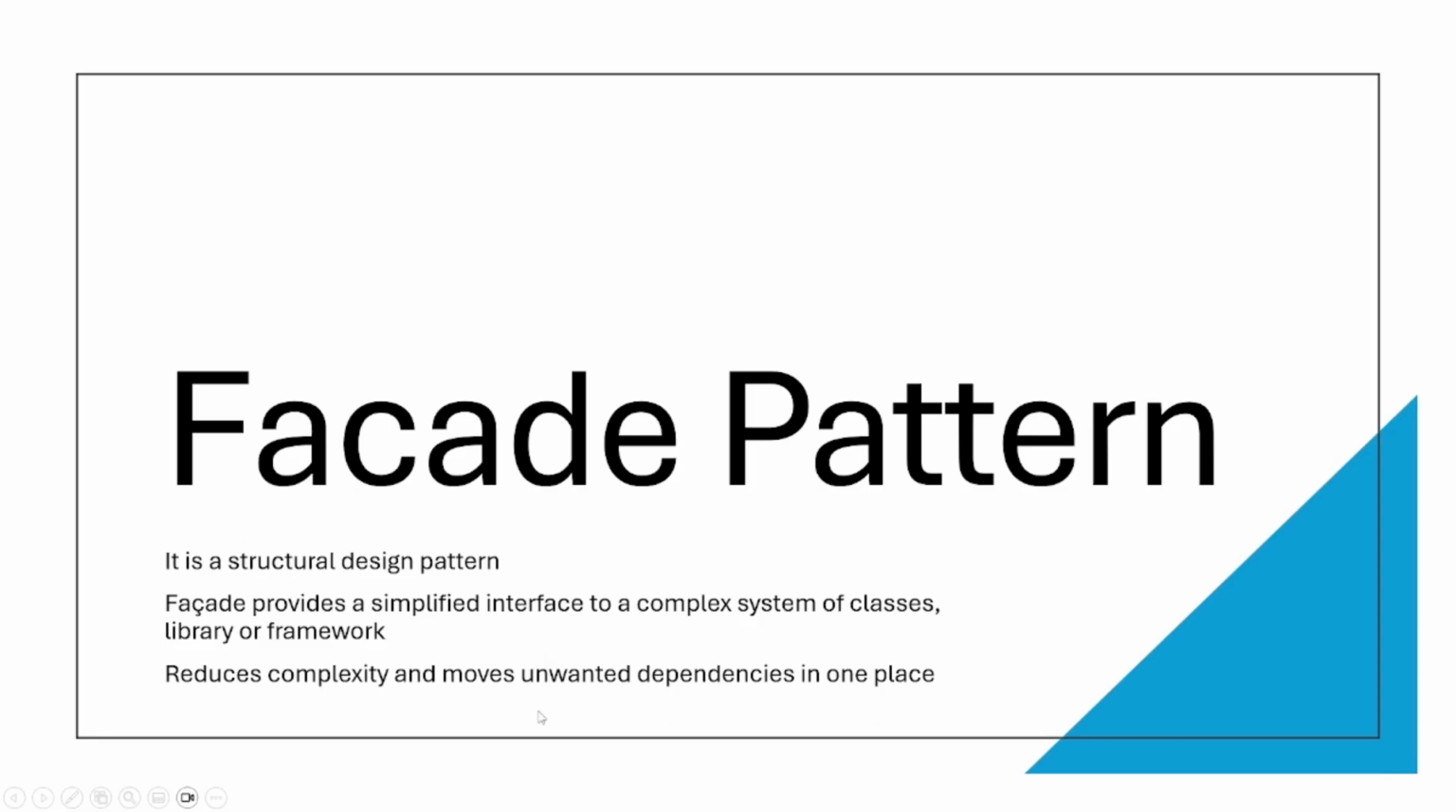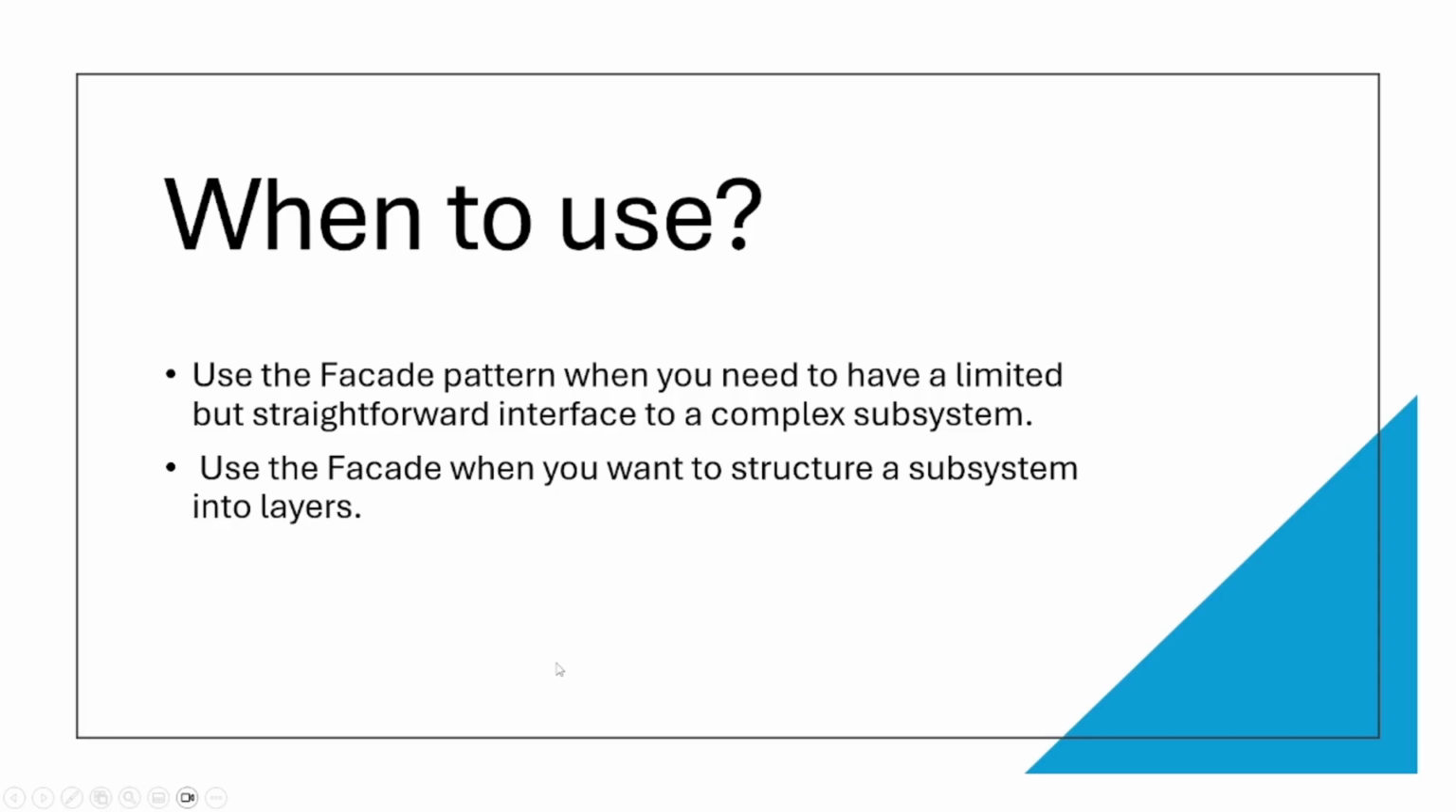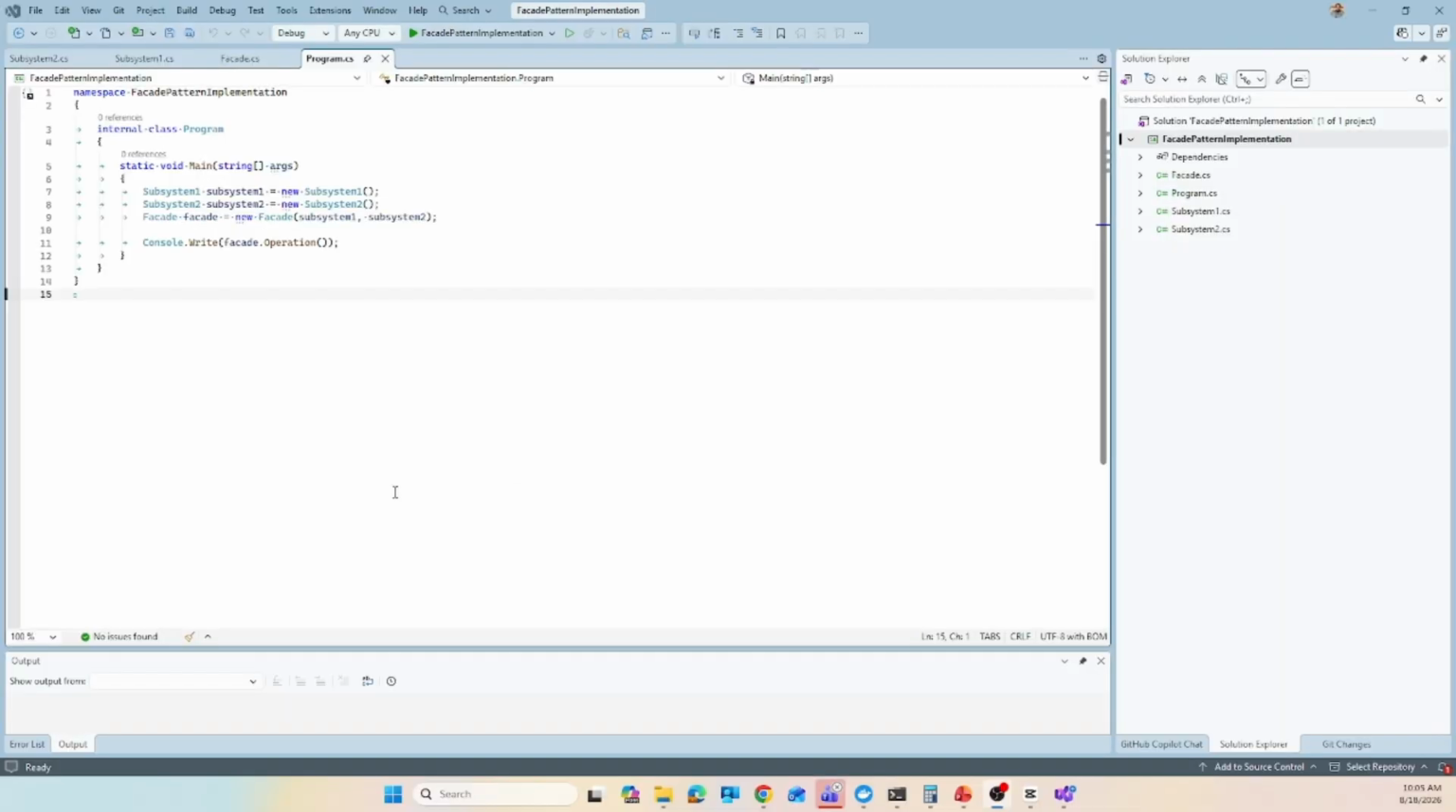And it reduces complexity and moves unwanted dependencies into one place. When to use the facade pattern? When you need a limited but straightforward interface to a complex subsystem. Use the facade when you want to structure a subsystem into layers.